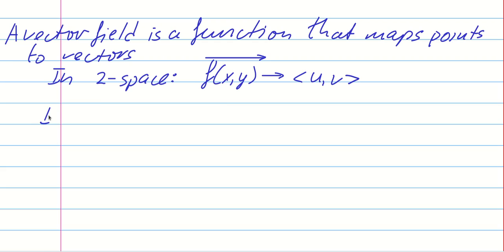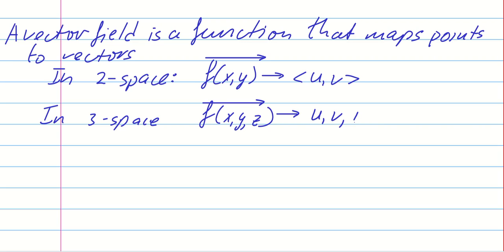And if we're in 3-space, then our function of x, y, and z would map it into u, v, and w as a vector. So we take a point and we map it into a vector.